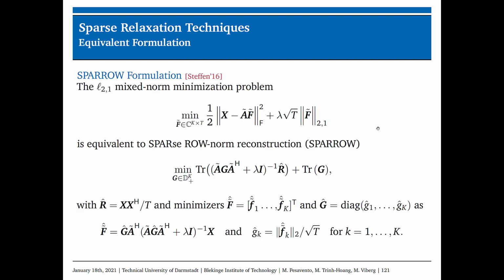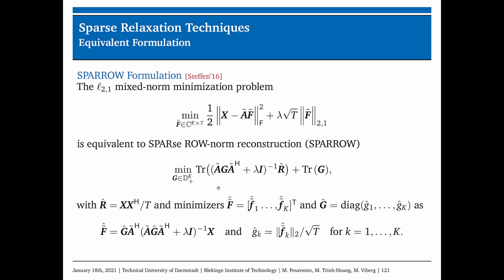We return our attention to the complexity issue that we raised before. The problem dimension of the mixed norm regularized least square problem increases with the number of snapshots t. To reduce the complexity, the sparse row norm reconstruction, short SPARROW formulation, has been proposed. This formulation is given over here.